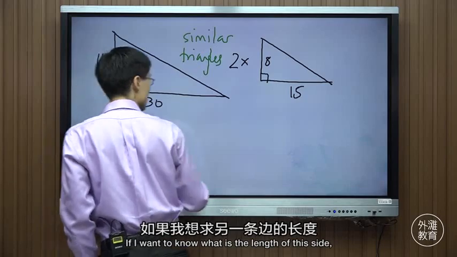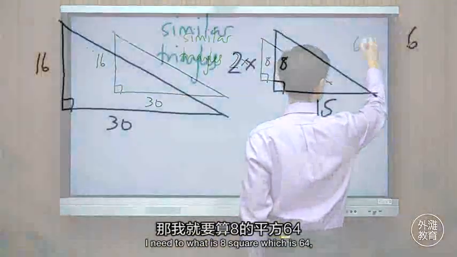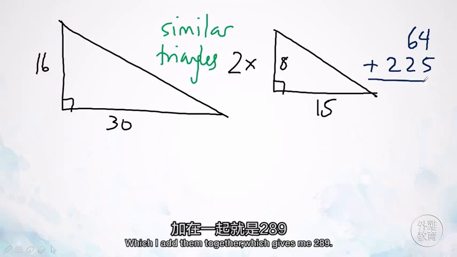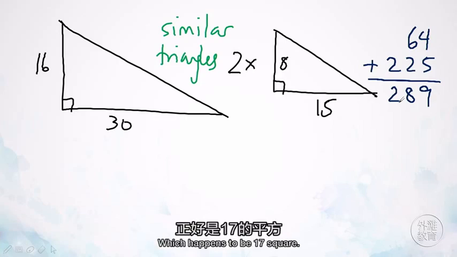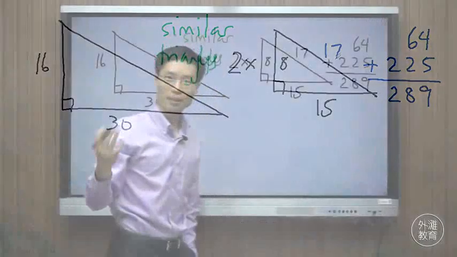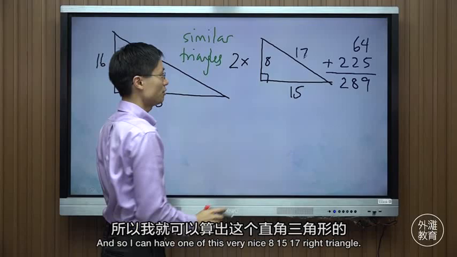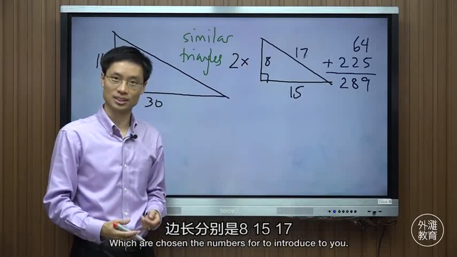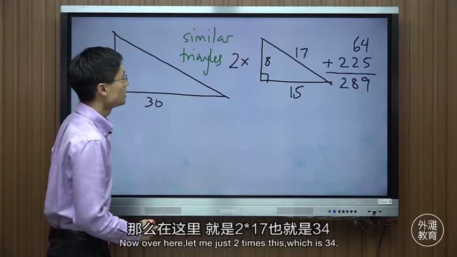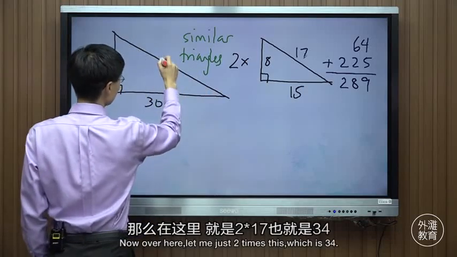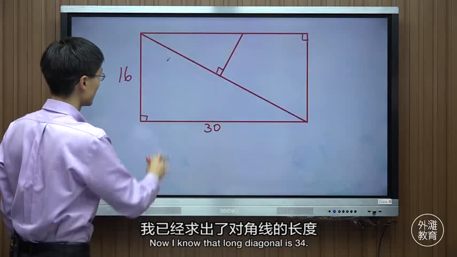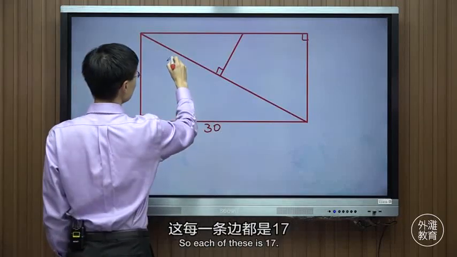If I want to know what is the length of this side, I need to know what is 8 squared, which is 64, plus 15 squared, which is 225, which when I add together gives me 289, which happens to be 17 squared. And so I have one of these very nice 8, 15, 17 right triangles, which I chose the numbers for to introduce it to you. Now, over here, that means this is 2 times it, so this is 34. So let's go back to the picture. Now I know that that long diagonal is 34, so each of these is 17.